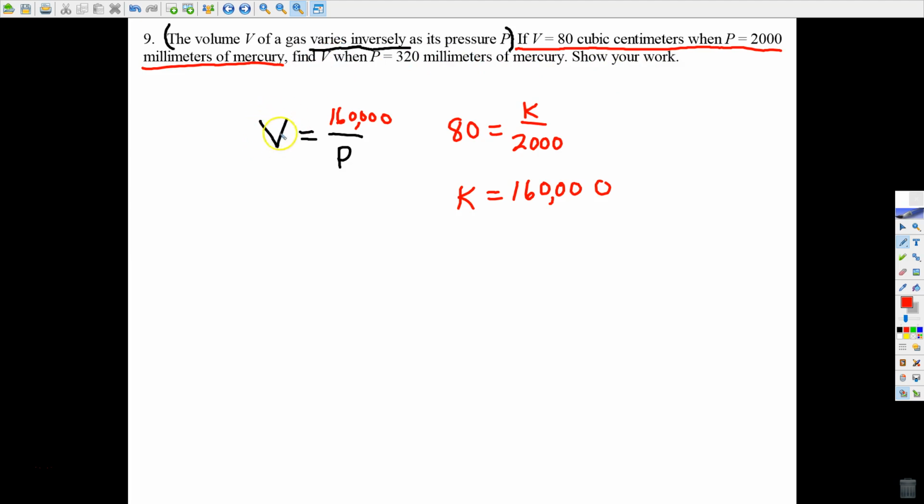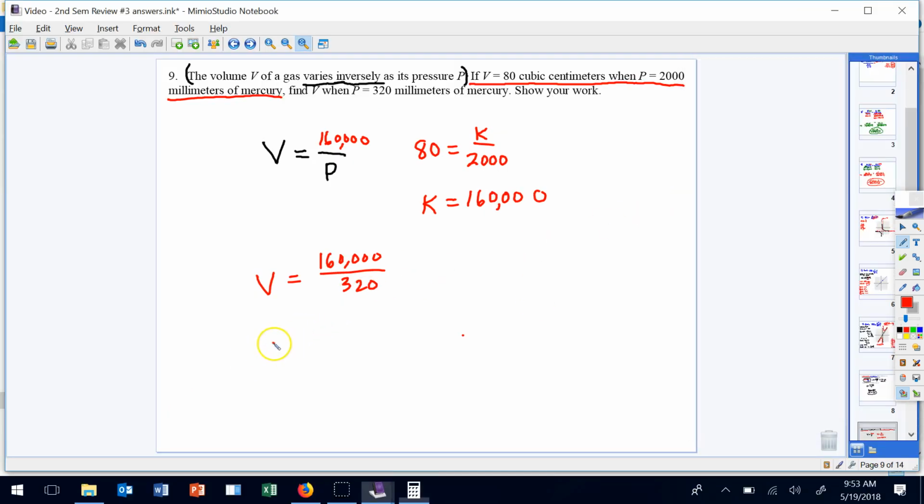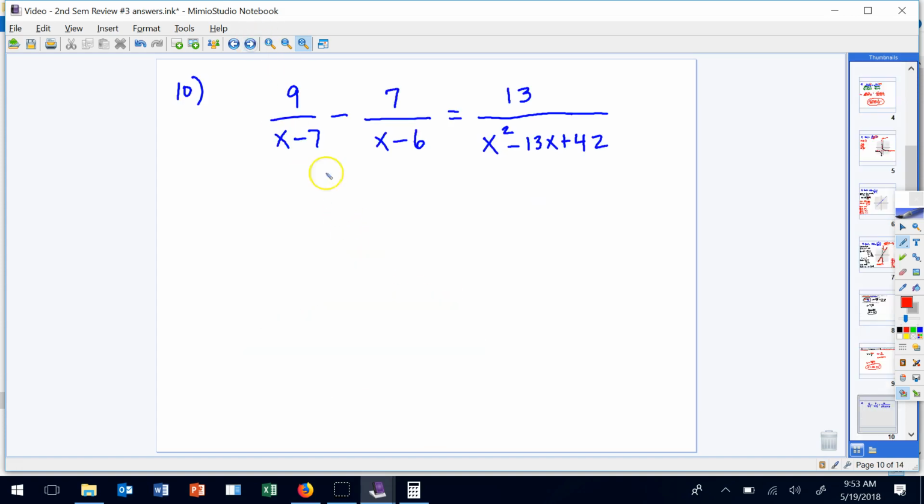Find out what V is if the pressure is 320 milliliters. So pretty easy way to come up with the answer. You just do 160,000 divided by 320. And I just pulled up my calculator to make sure. And so we got a volume of 500, and then in the context of the problem, volume is expressed in cubic centimeters. So my answer should also be in cubic centimeters. And that's the answer for number 9.